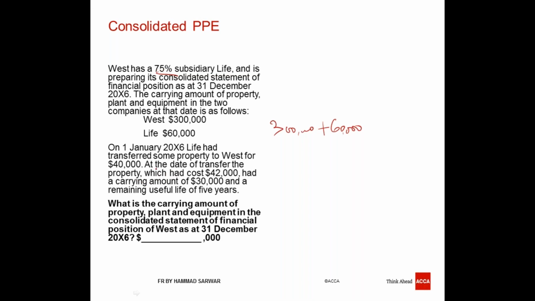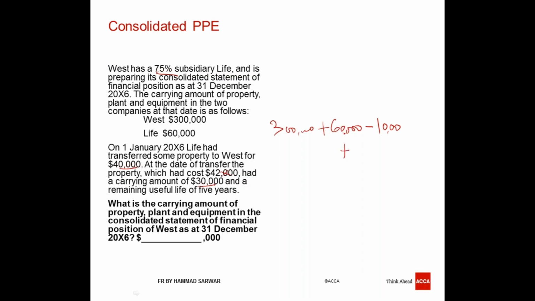So you can see here the West company transferred some of the property for 40,000, which had a cost of 42,000, which is irrelevant, having a carrying amount of 30,000. So the parent company has a non-current asset having a carrying amount of 30,000 that was sold to the subsidiary company at a value of 40,000. So there will be an unrealized profit of 10,000.